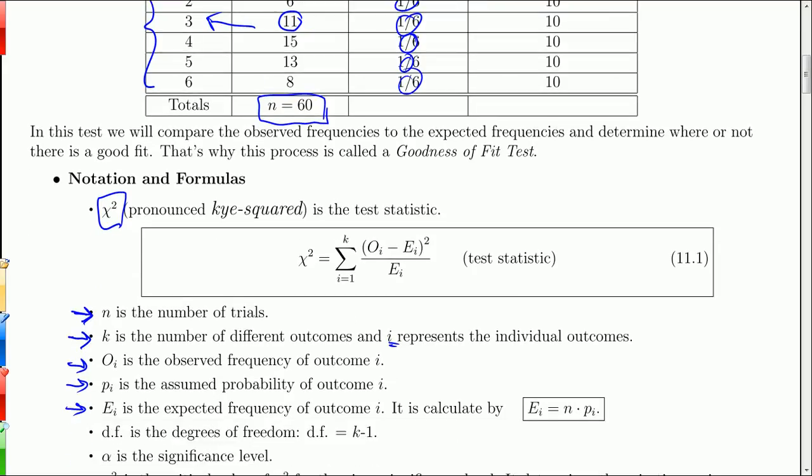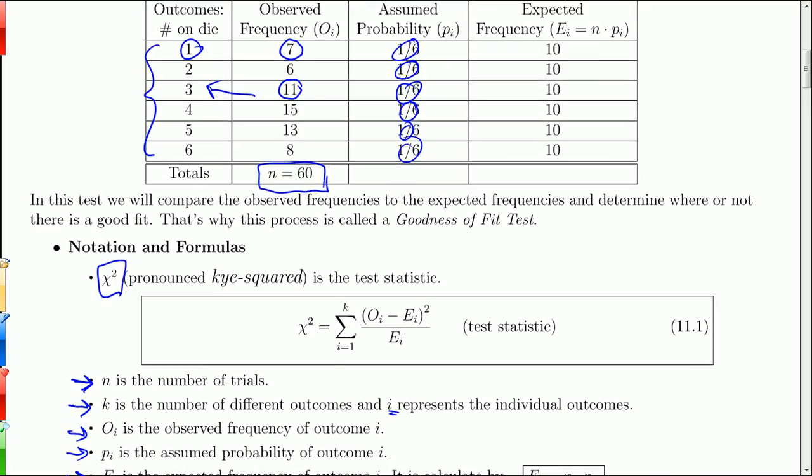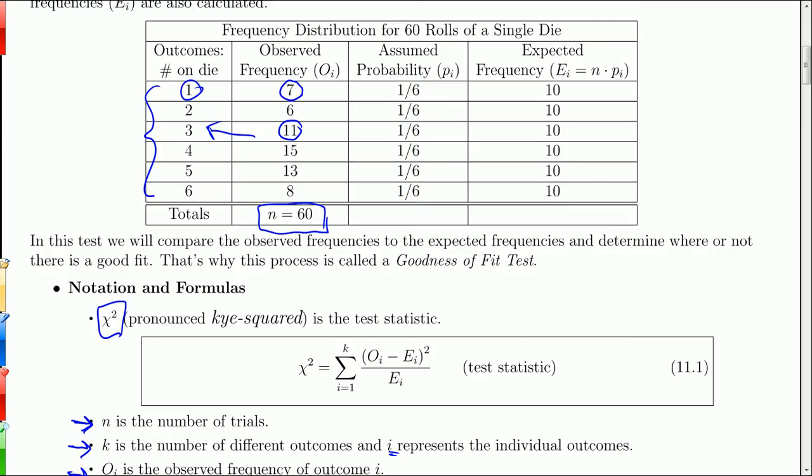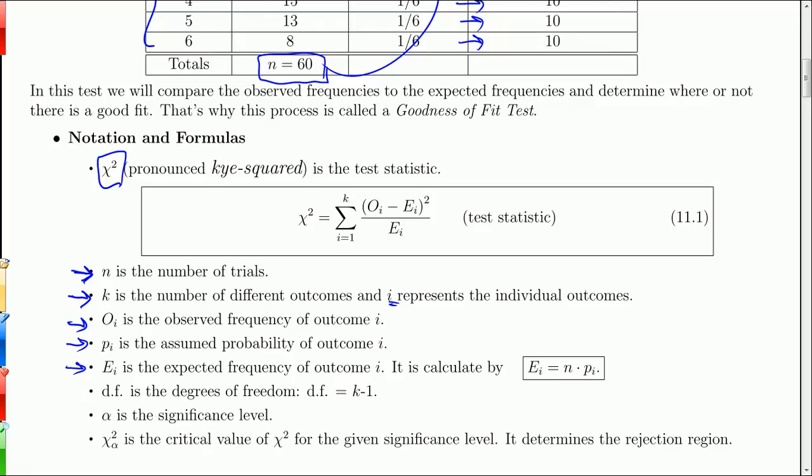E sub i is the expected frequency of each outcome. And we got all of these by taking 1/6 times n, which is 60, and we got the expected frequencies of 10. Since all of the probabilities were equal, all of our expected frequencies were the same as well. Do we have any others? Yes, the degrees of freedom. We're going to be using another table that requires the degrees of freedom. And in this case, it's not n minus 1, it's k minus 1. It's the number of different outcomes minus 1, not the number of trials.